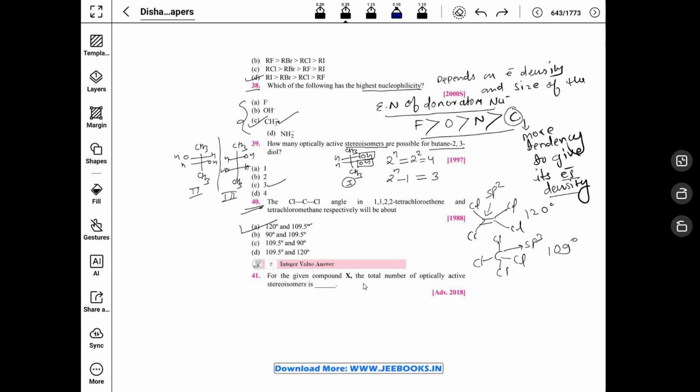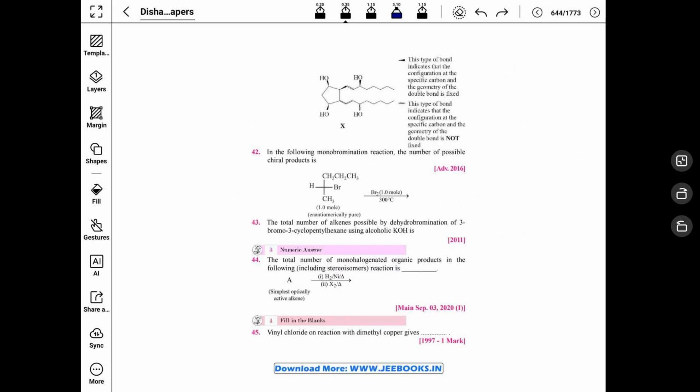Question number 41. For the given compound X, the total number of optically active stereoisomers is. So what is X? Let's see. This is the compound, and they are saying that this bond indicates that the configuration at the specific carbon and the geometry of the double bond is fixed.